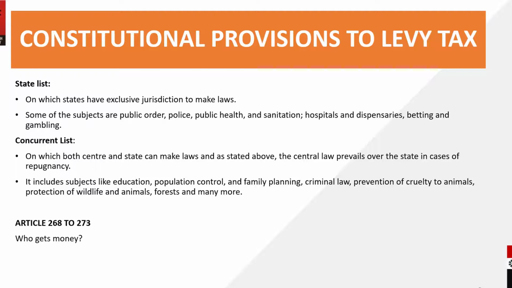And as far as the concurrent list is concerned, it is a list on which both the center and the state can make laws. And as stated above, a central law prevails over the state law in case both governments have framed law in a particular area. So these are the constitutional provisions of India.